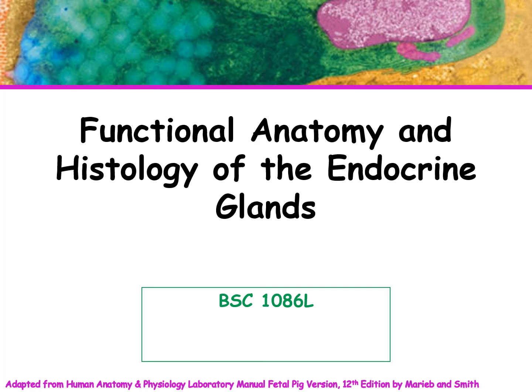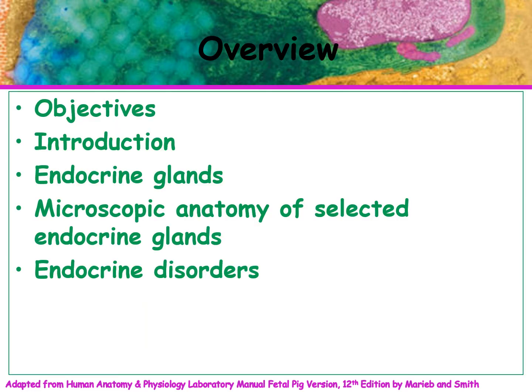This is a discussion of the functional anatomy and histology of the endocrine glands. After outlining our objectives, we'll have a brief introduction to the endocrine system, talk about specific endocrine glands, looking at their gross anatomy and histology or microscopic anatomy, and finally, we'll look at some endocrine disorders.